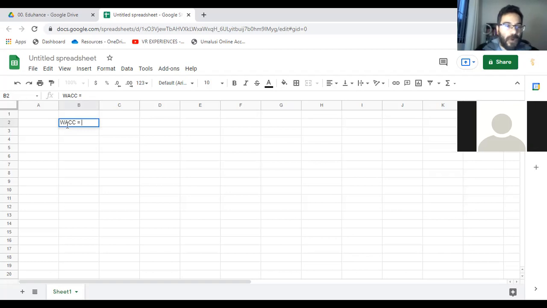So this is the formula. WACC equals the cost of equity multiplied by the value of equity divided by the value of equity plus the value of debt, plus the cost of debt after tax multiplied by the value of debt divided by the value of equity plus the value of debt.